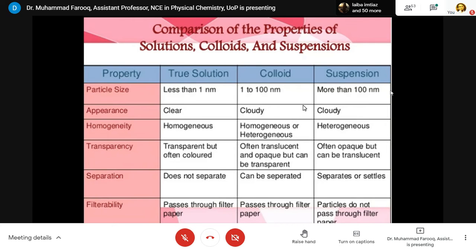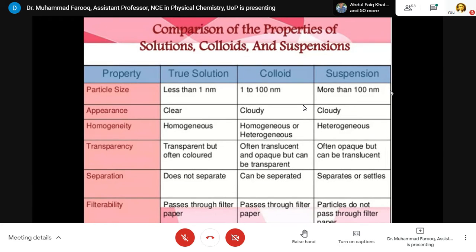Okay, filterability: passes through filter paper. You can see the solution. If you make a solution of sodium chloride and put it on the filter paper, it will go through. In the case of a very fine ultra filter paper, it doesn't pass through.